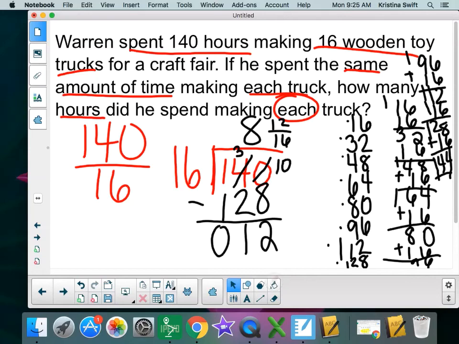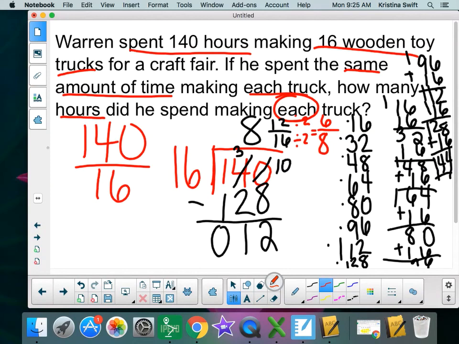Well, 12 over 16 seems like a big fraction. So I'm going to see if I can reduce that. I believe 2 will go into each one because they are even. So 12 divided by 2 is 6. And 16 divided by 2 is 8. And I could actually go one more time. Divide by 2, divide by 2, and I get 6 divided by 2 is 3. 8 divided by 2 is 4. So I have 8 3/4.